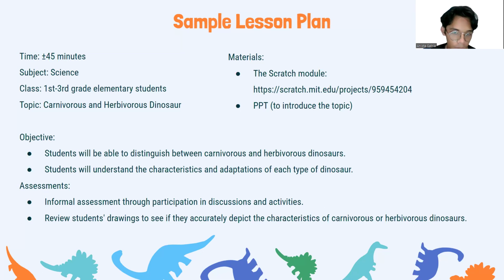The objective will be there too. Students will be able to distinguish between carnivore and also herbivore dinosaurs. And the students will understand the characteristics and also adaptations of each type of dinosaur. Then there will also be assessment, an informal assessment through participation in the class and a review of students' drawings, to see if they accurately depict the characteristics of carnivores and also herbivores.